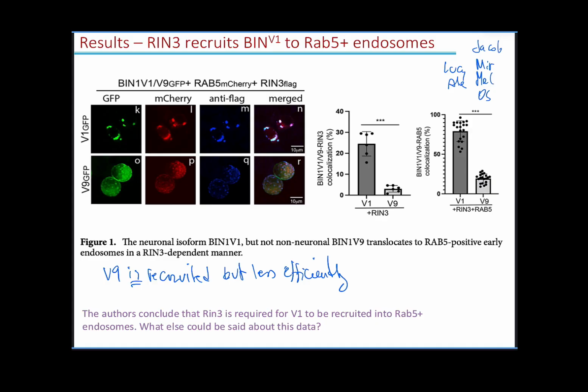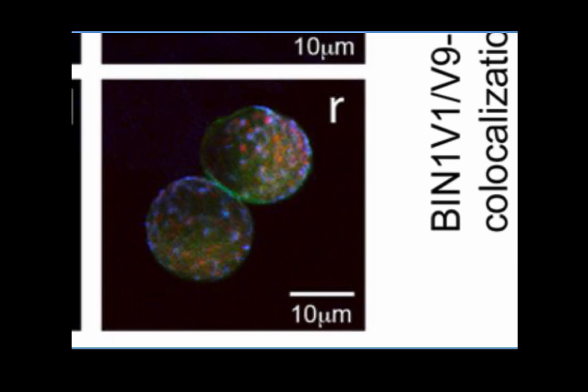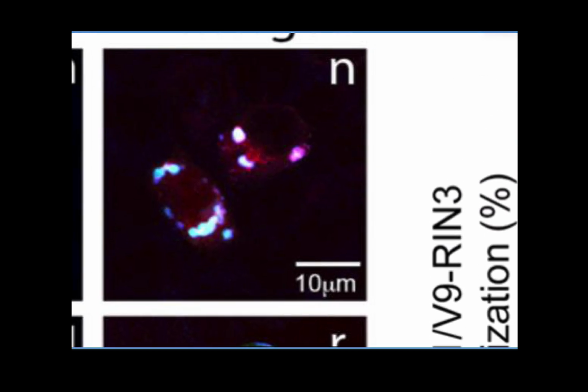The authors say Rin3 is required to bring V1 to Rab5 endosomes. Okay? But I could turn that around and say when you don't have V1, Rab5 and Rin3 are not together anymore either. If we zoom in on this, whenever two things are together, or in this case, three things are together, you'll see white pixels, right? Because you have some green fluorescence, some blue fluorescence, some red fluorescence. You combine them all, and that makes near white light, right? And you can totally see that here.